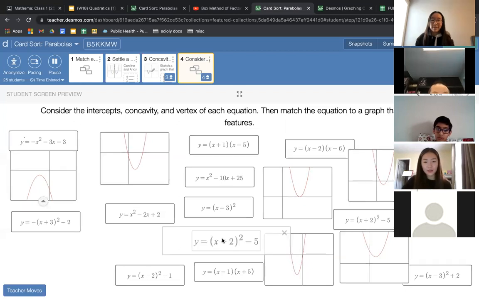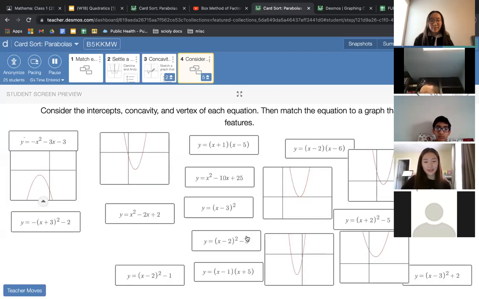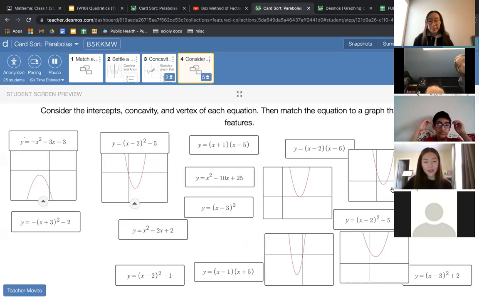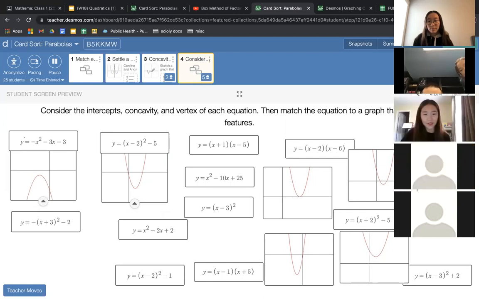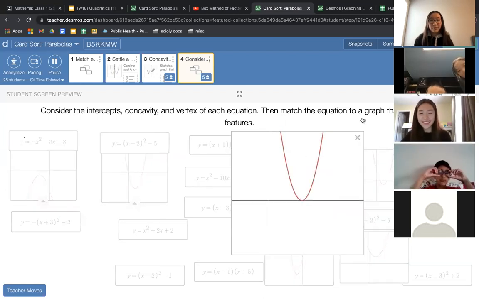Wait, do you mean like this? Yeah, that one. Oh, like that one? Okay. Yeah, that's right. Okay, now we have, wait, why are there more equations than graphs? To trick you, I suppose. Okay, whatever. Anyways, so this one, did we talk about having only one x-intercept yet?